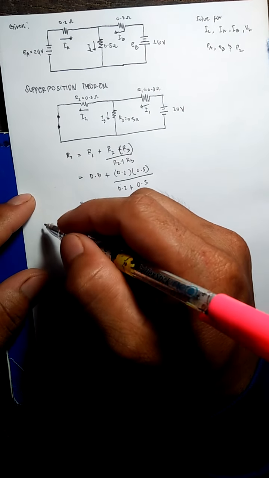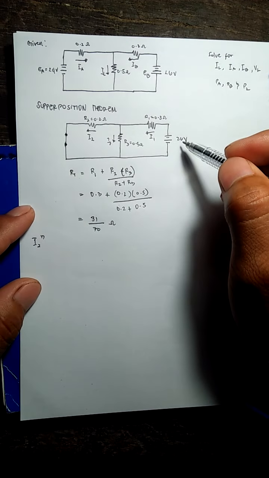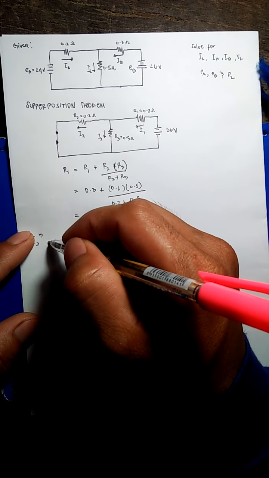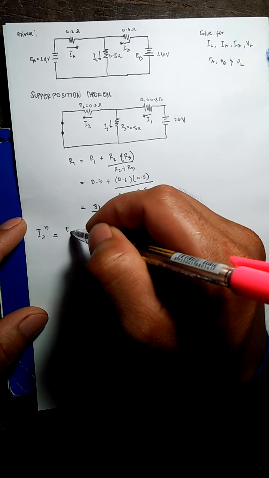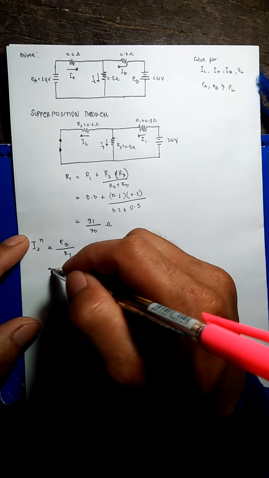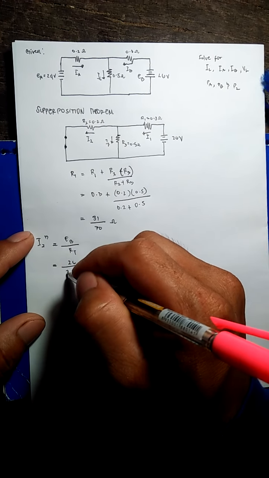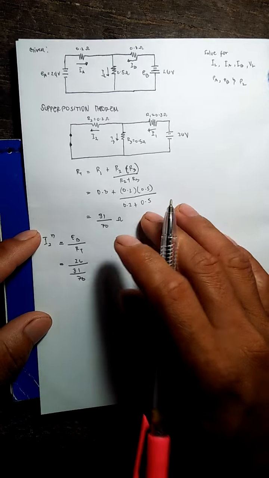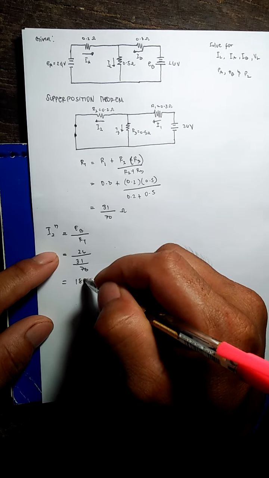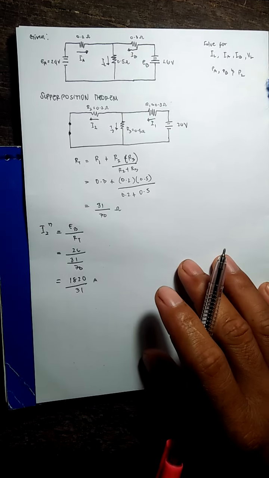Next we will compute our partial I2. Since we are using one power supply, it is partial, so I2 is equal to EB over RT. Substitute 26 over our RT, which is 31 over 70. By typing in the calculator, it becomes 1820 over 31 ampere, partial I2.